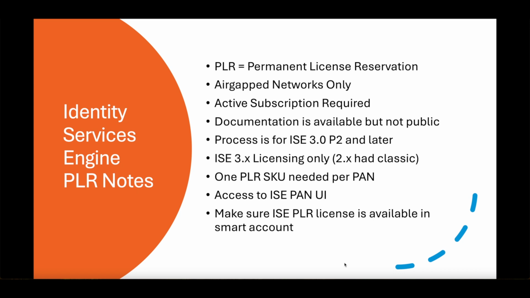This process is for ISE 3.0 Patch 2 and later. This process is for ISE 3.x licenses only. 2.x had classic licenses which were offline/air-gapped. One PLR SKU is needed per PAN. Access to the ISE PAN UI is necessary. Please make sure you have your ISE PLR licenses available in your smart account before you begin this process.